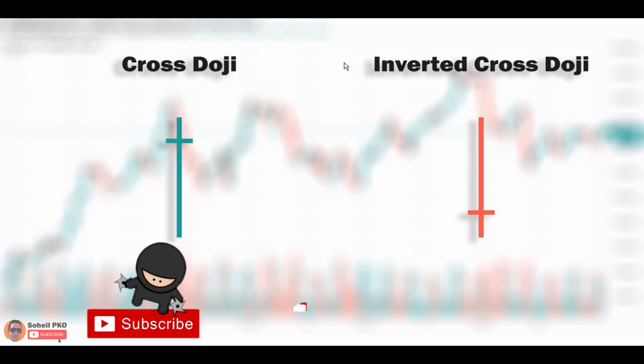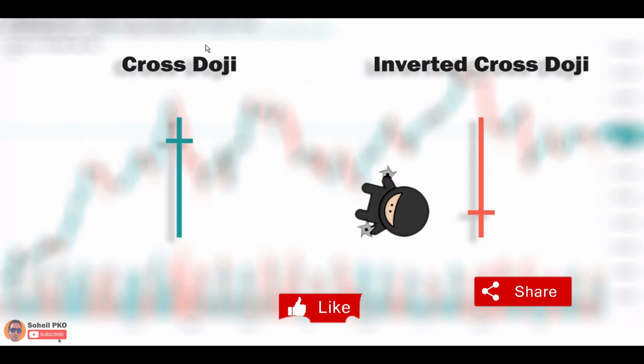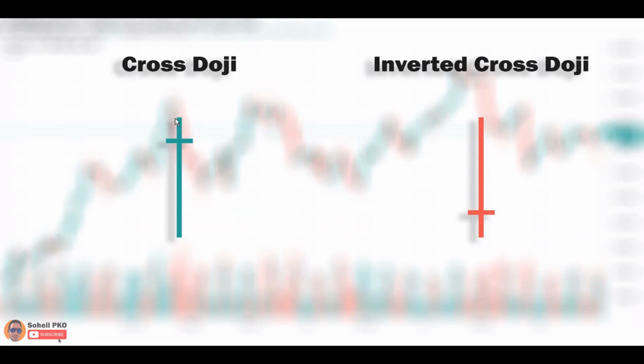Cross doji and inverted cross doji. Here in the cross doji, we have short upper shadow and long lower shadow. Sellers were strong enough to force the price down significantly, but on the other hand, the strong buyers stepped in and took the control of the price and pushed it to the place it was opened. Cross doji is generally considered bullish and shows buying pressure, but the interpretation of being bullish or bearish depends on where it's located.